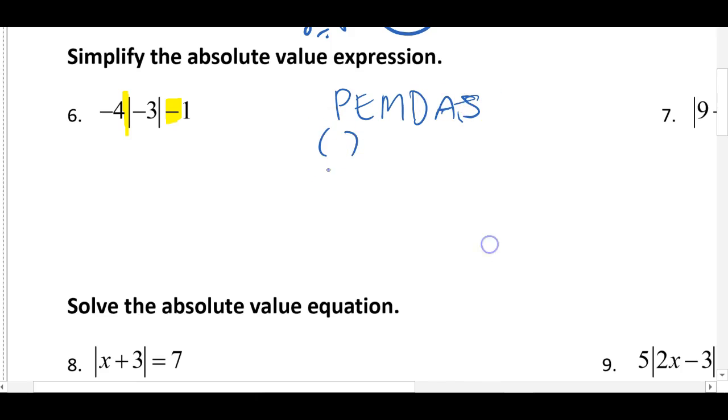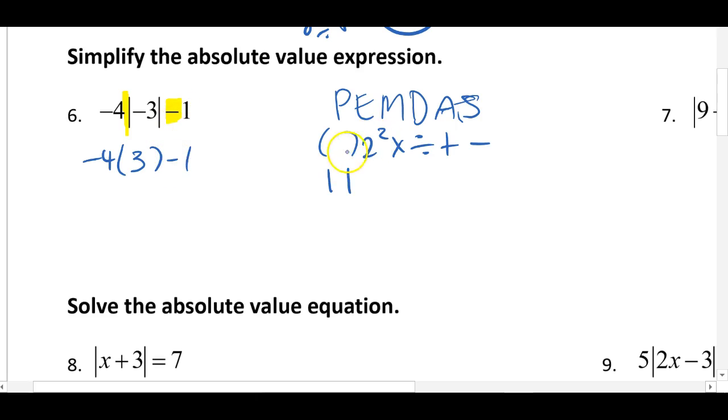But parentheses can also be considered absolute value bars. So let's put the rest in here: exponents, then multiply and divide, then add, then subtract. Again, these bars could be considered like parentheses, so we want to do that first. And remember, this is -4 times whatever this is, so let's put parentheses to remind ourselves. What's the absolute value of -3? Positive 3, because any number that comes out of the absolute value bars is positive. Then we subtract 1.